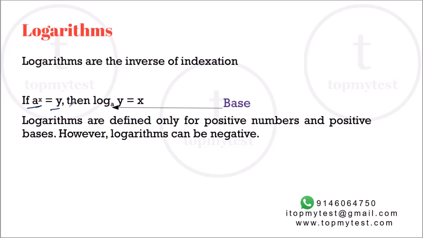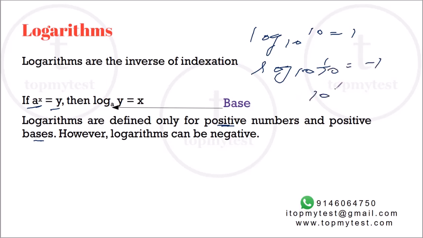A couple of things: unlike indexes, logarithms are defined only for positive numbers and positive bases. However, the value of a logarithm can be negative. For example, log of 10 to the base 10 will give you 1. On the other hand, log of 10 to the base 1 by 10 will become minus 1. Why? Because 10 to the power minus 1 equals 1 by 10. So the value of a logarithm can become negative, but you cannot take a negative value inside a logarithm.